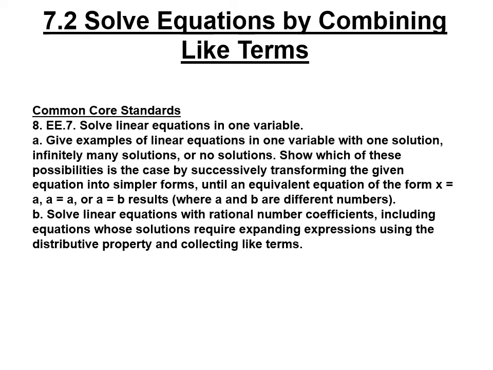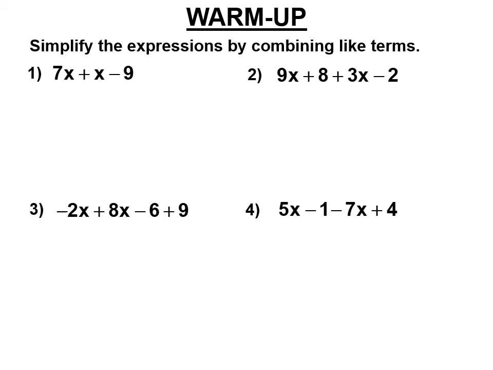So welcome to 7.2. We reviewed combining like terms in the last lesson, and now we're going to apply that to solving equations. Let's review what we did last time. 7x plus x minus 9. You can combine, or combine means add or subtract, the like terms, and then you leave it that way. 8x minus 9. You cannot do that actual subtraction because they're not like terms.